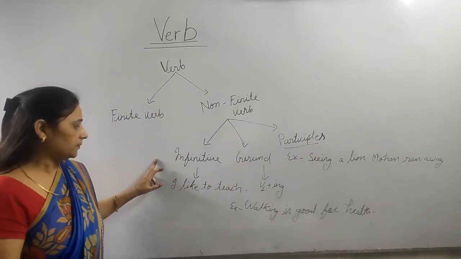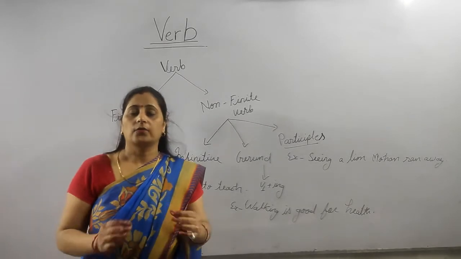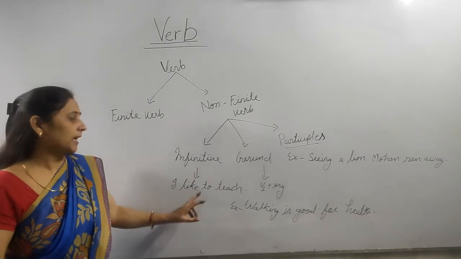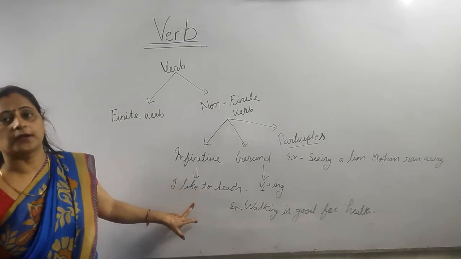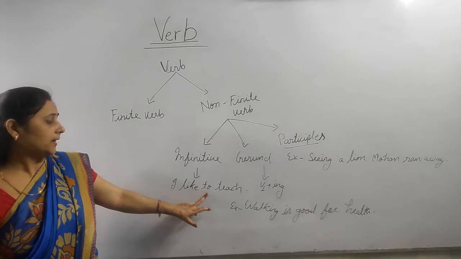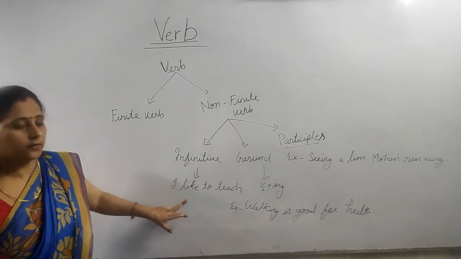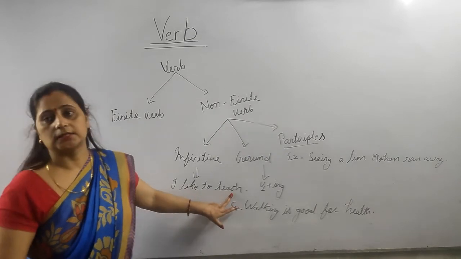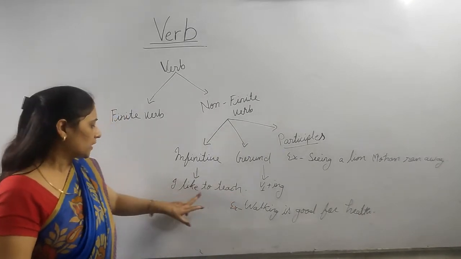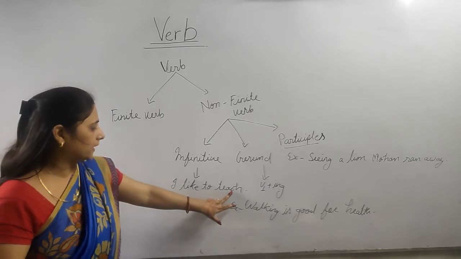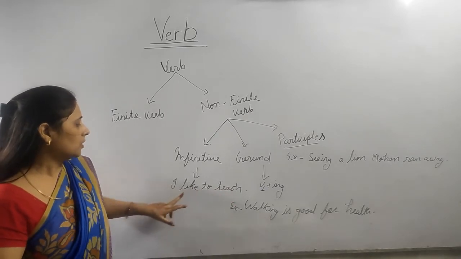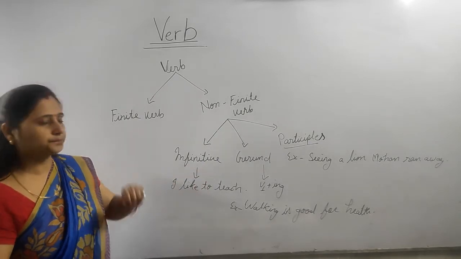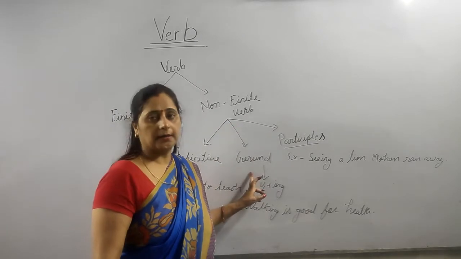In infinitive, if we use two verbs together in a sentence, then we need to use infinitive. It will be clear with the example. I like to teach. It means we are using here two verbs together, like and teach. It is called infinitive.